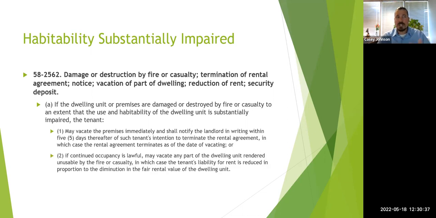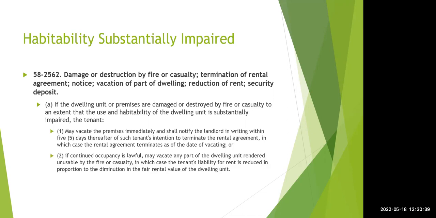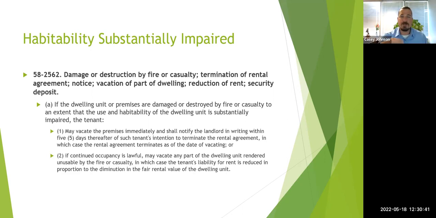Or they can move into whichever parts of the property are still usable, and they pay prorated rent for just the amounts that are usable. So let's say you have 3 bedrooms, now you can only use one, then maybe you only have to pay a third. There's no good definition of how to figure out that prorated amount. But let's say you can use half the unit, and you only pay half the rent, for example.